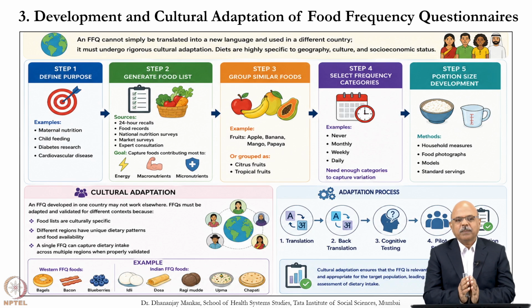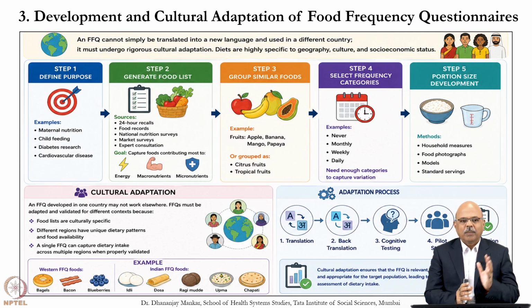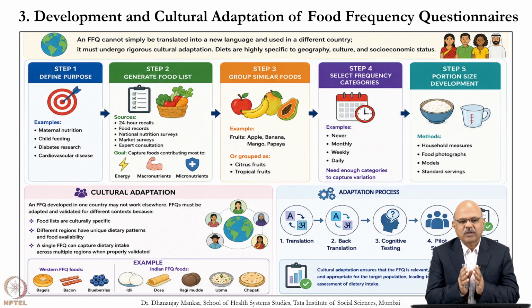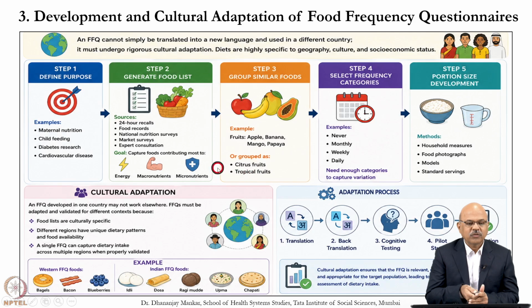So what are the steps? Step 1 is to define the purpose, for example maternal nutrition, child feeding, diabetes research, cancer research, AIDS research, cardiovascular disease. Once the purpose is set, step 1 is completed. Next, generate a food list from sources such as 24-hour recall, food records, national nutrition surveys, market surveys and expert consultation. The goal should be foods contributing most to energy, macronutrients and micronutrients. So there should be a purpose to generate a food list, which is very important.